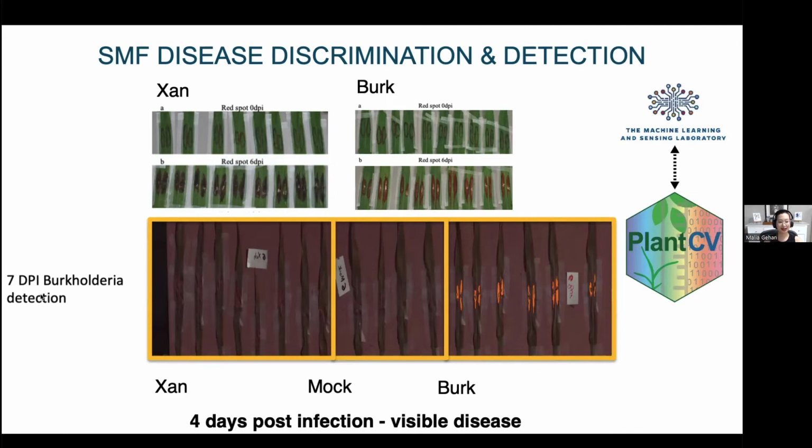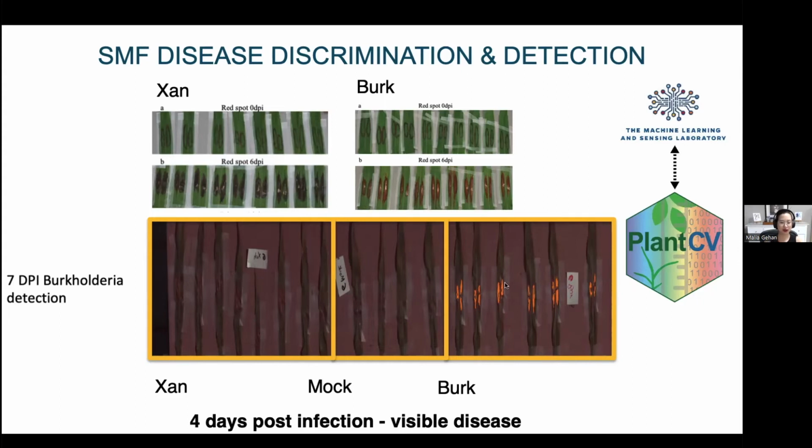So we used the last day of imaging, so 7 DPI, to detect Burkholderia. So just keep that in mind. So this is what we use for training data. And so we're just showing here what the detection looks like on the training data. So this isn't super impressive because this is the same data set used for training and for detection.